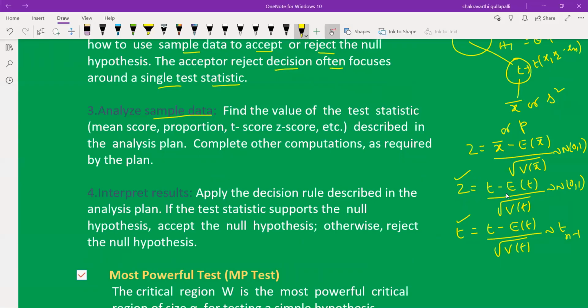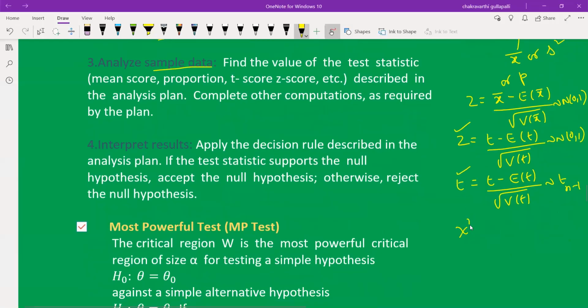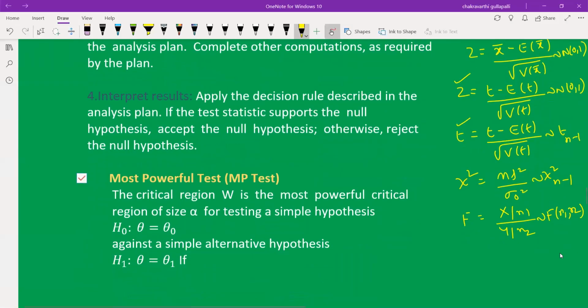For the large sample case, by the central limit theorem, Z follows a normal distribution. For small sample cases, you have to use T or chi-square. Chi-square formula: ns square by sigma naught square follows chi-square with n minus 1 degrees of freedom. F case here: x by n1 by y by n2 follows F with n1, n2 degrees of freedom, where both x and y follow chi-square with n1, n2 degrees of freedom.